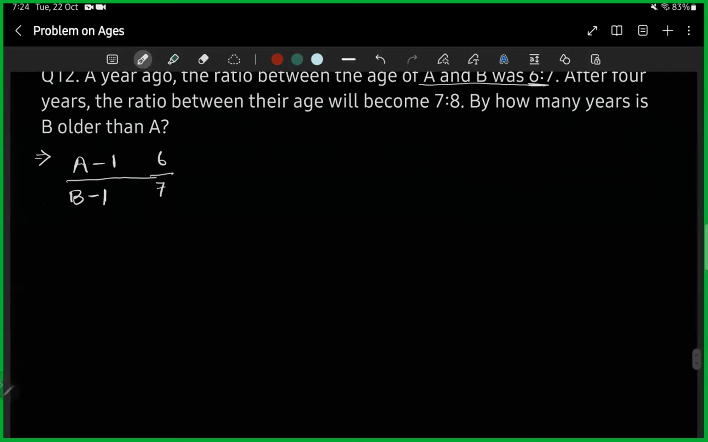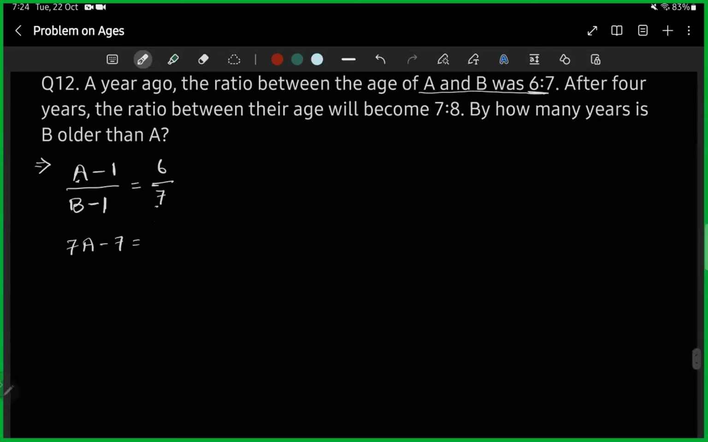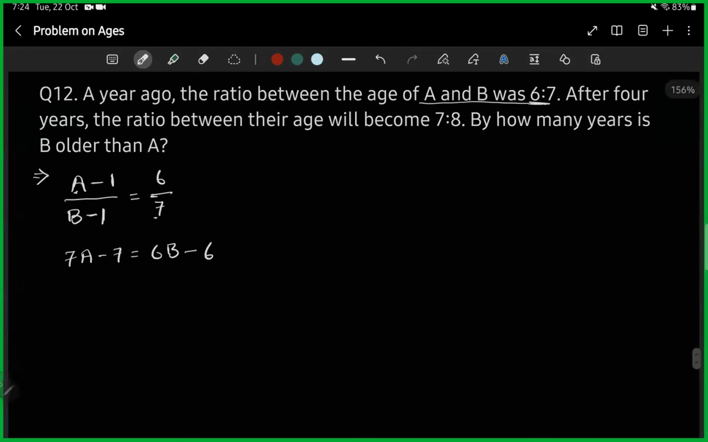So you can write this like this, the ratio. And then you cross multiply these two. So this A into 7 becomes 7A. This will become 7A minus 1 into 7 minus 7, and the right hand side, B into 6 is 6 times B, and then minus 1 into 6 will give you minus 6. So I'll just leave it here for now, and then I'll write the next condition.